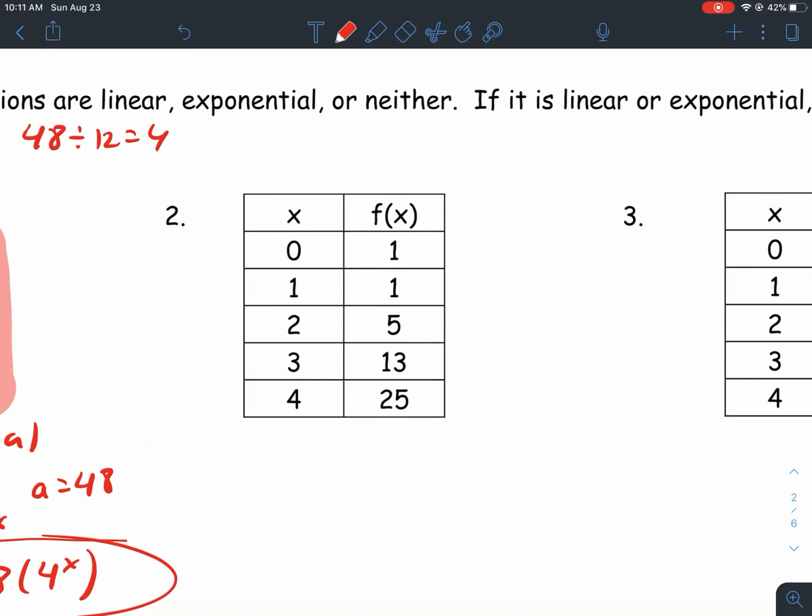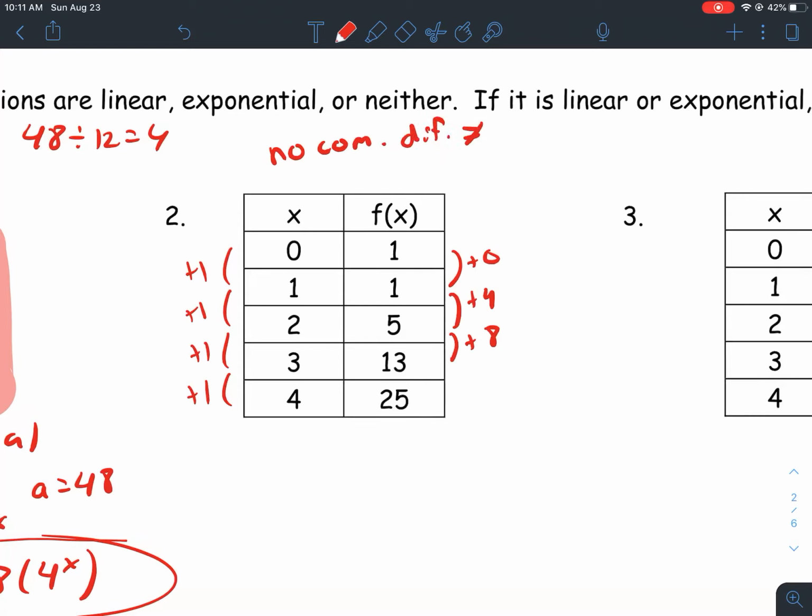Next, let's go ahead and look at number 2. You notice each of these x values are going up by 1, so we know we've got consistent change on that end. Now let's look at our f of x values. So first let's look at a common difference. So this common difference would be 0. This common difference would be 4. And this common difference would be 8. So right off the bat, there's no common difference.